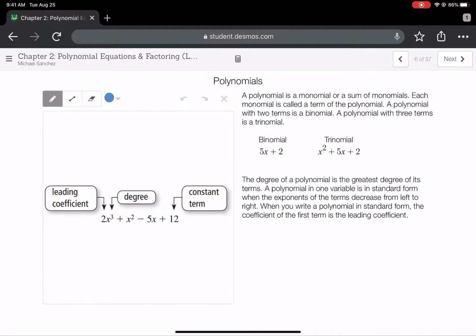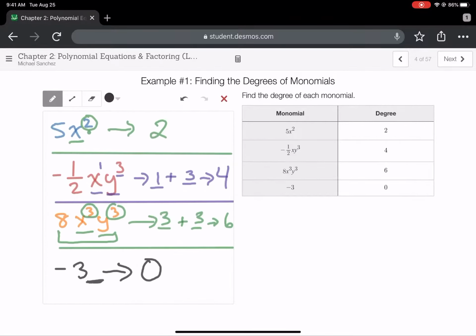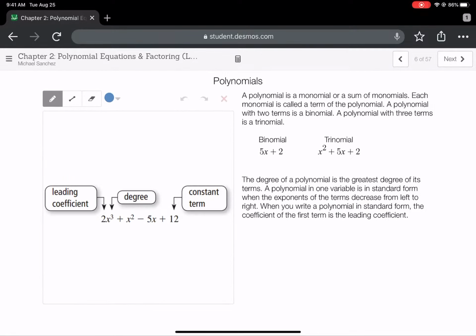Okay, polynomials. Those are monomials. These are all monomials because remember there's no plus or minus signs in between. There is a negative sign, but it's not in between the numbers and the variables. So these are monomials. Now a polynomial is a monomial or a sum of monomials. Once we start adding plus signs and minus signs in between the monomials, then we can call them polynomials.